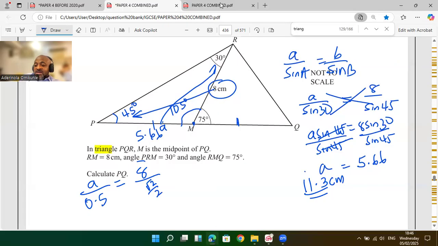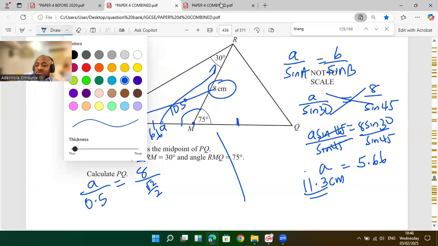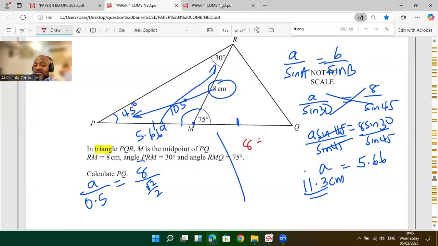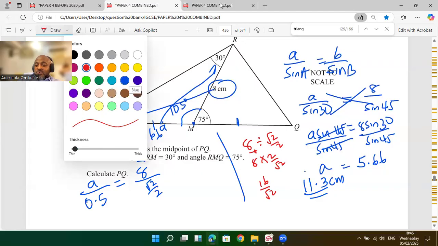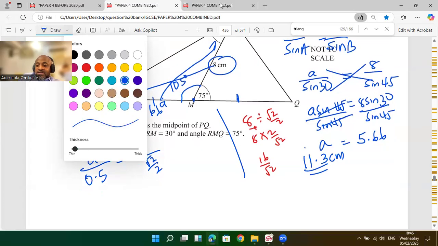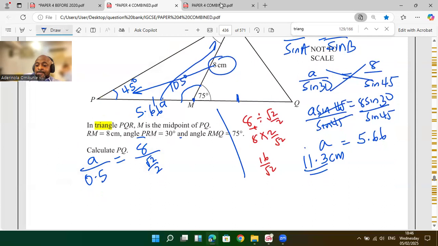Let me use the red marker so you see the working I'm doing. I have 8 divided by root 2 over 2. So you flip to make it times, that's 8 times 2 over root 2, which gives us 16 over root 2. So the one on the right becomes 16 over root 2. So you have A over 0.5 is equal to 16 over root 2. Cross multiply. So 16 times 0.5 is 8.